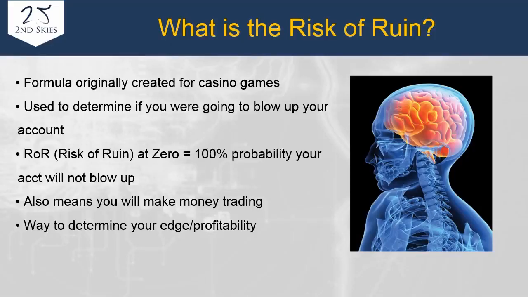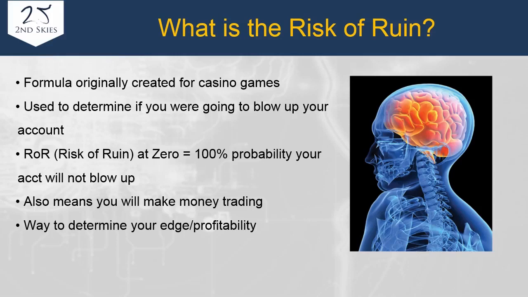Risk of ruin was originally created for casino games. It was used to determine what somebody who walks into a casino to play some blackjack had to perform at, what their stats had to be, so that they wouldn't blow up their account. They needed ways to protect their downside and make sure that mathematically they're going to make money.